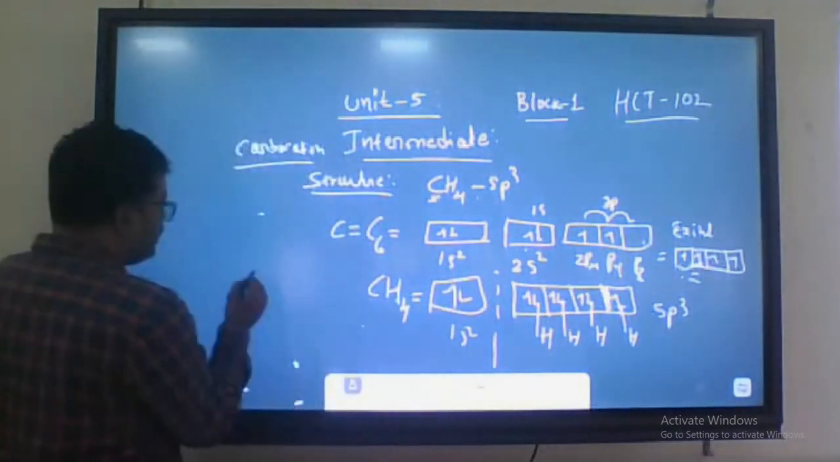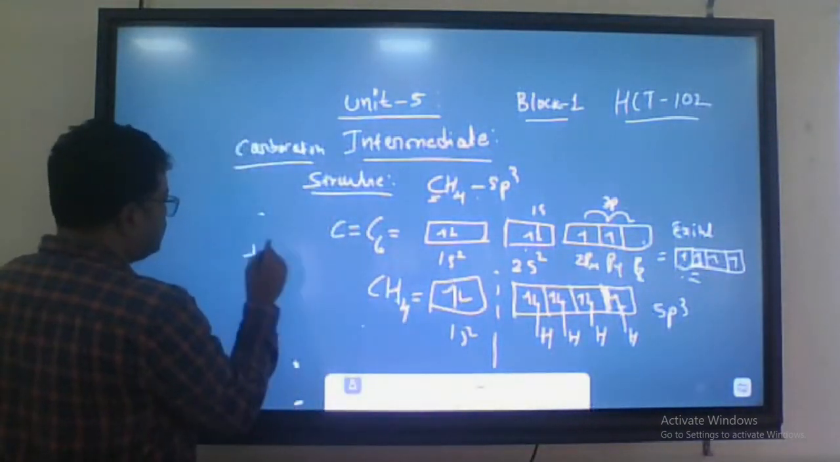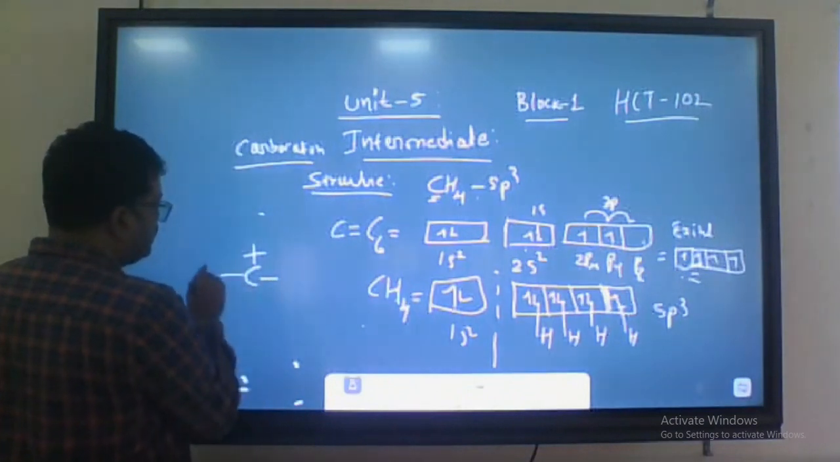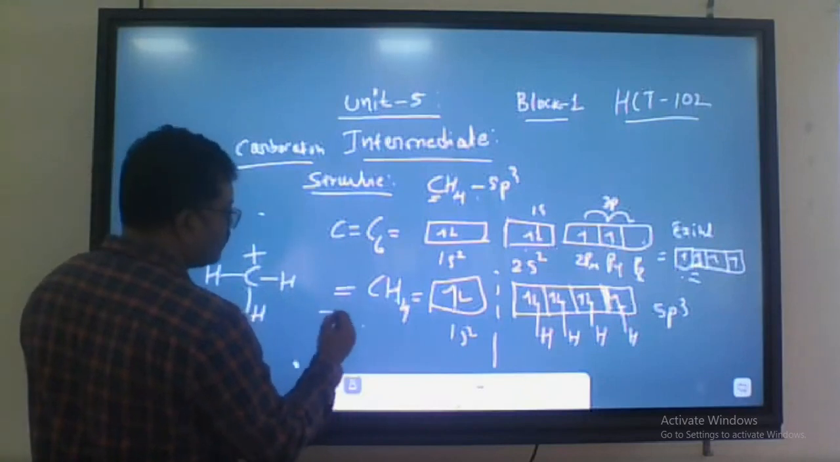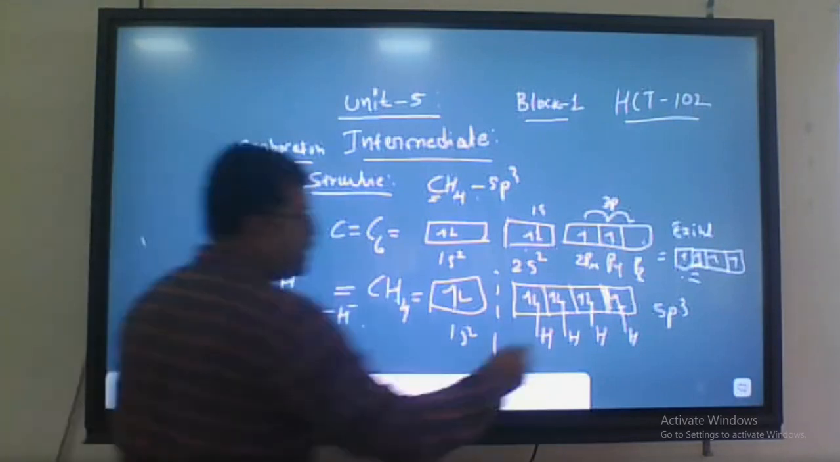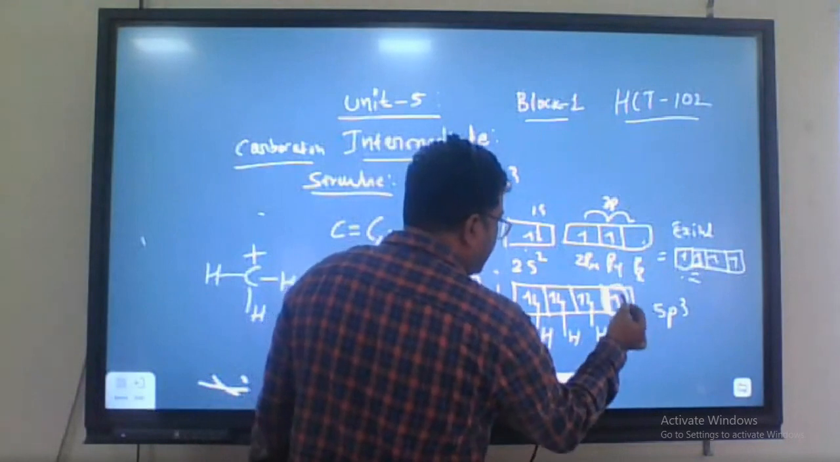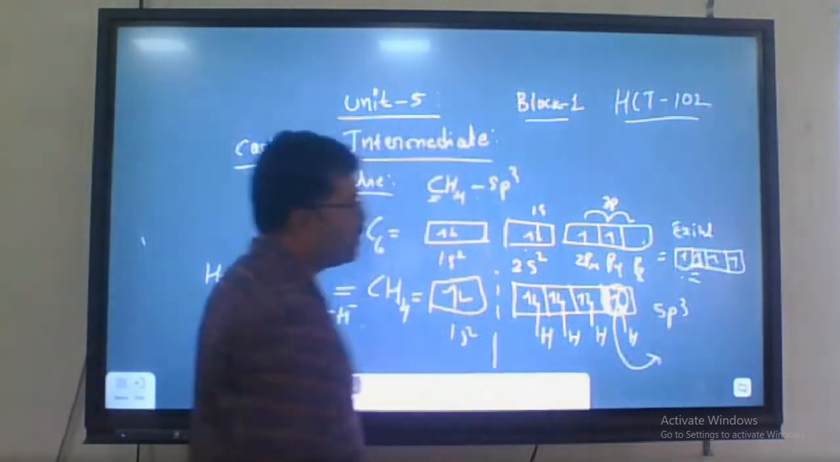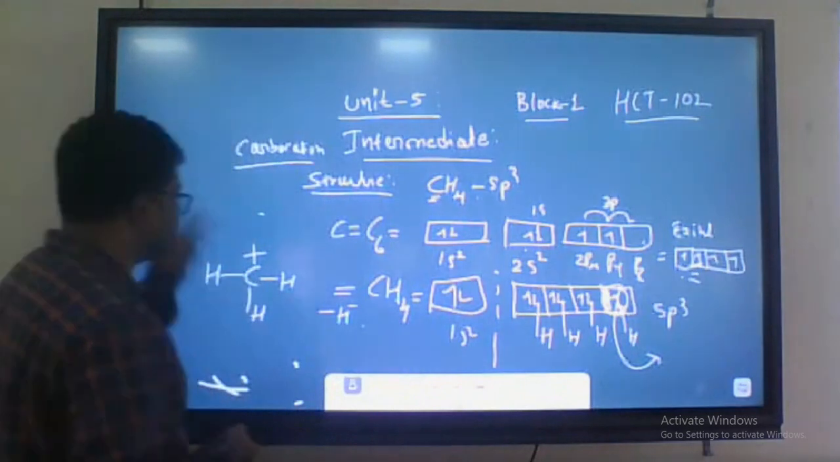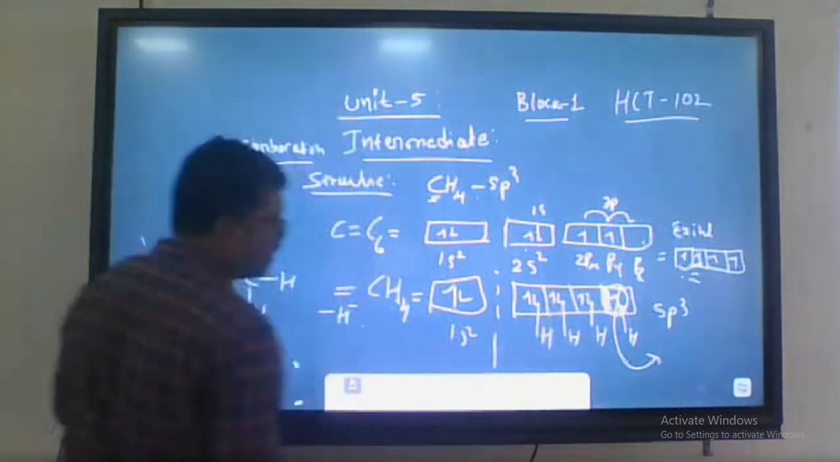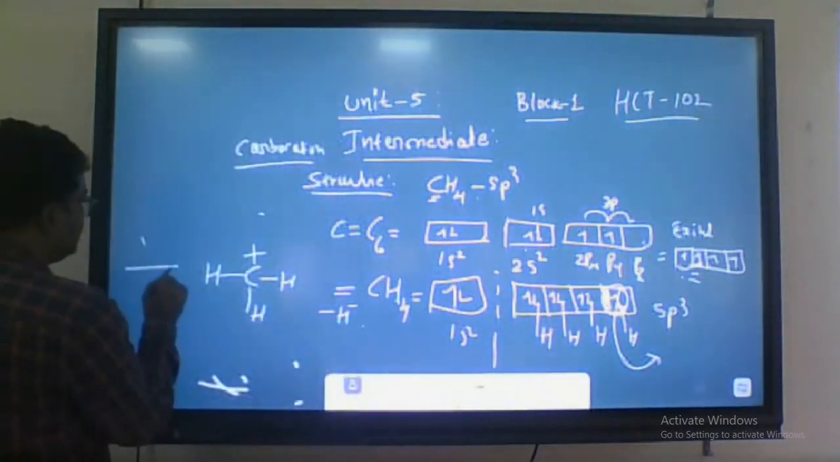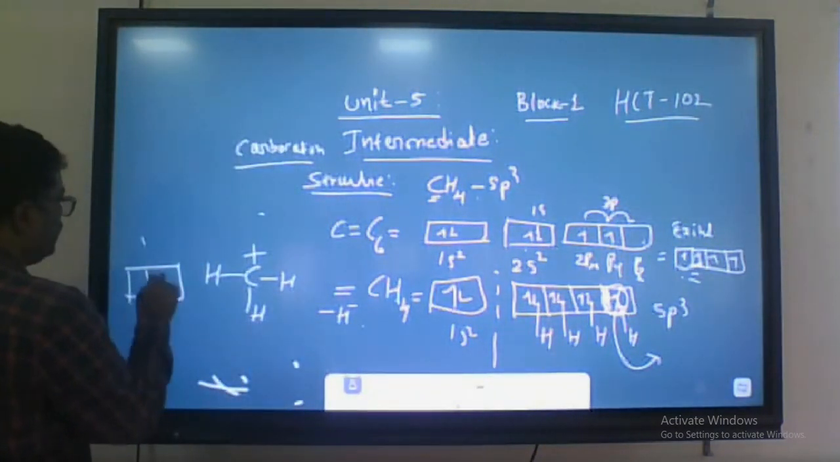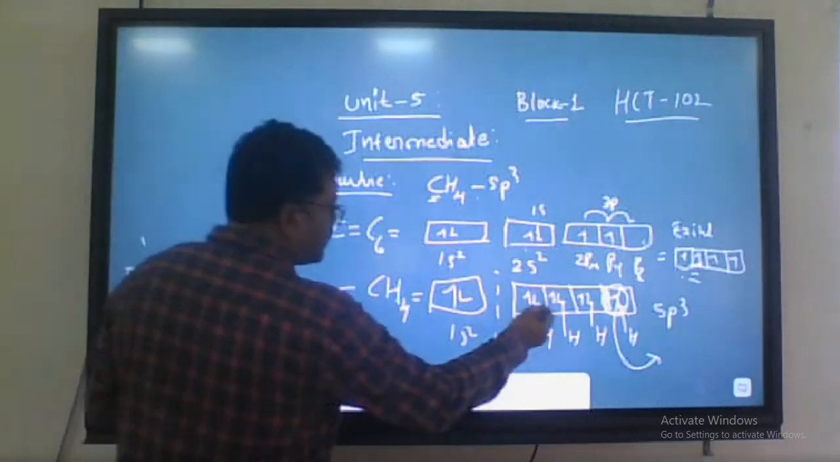If in the carbocation one of the hydride is shifted, generate this, which means H minus leaves. And the paired electrons are removed, leaving an empty orbital. Next 1, 2, 3.